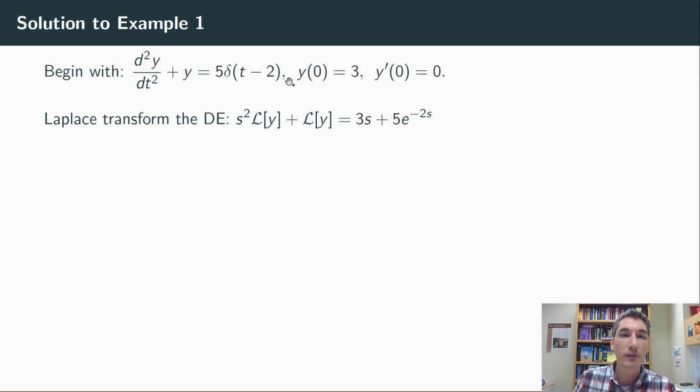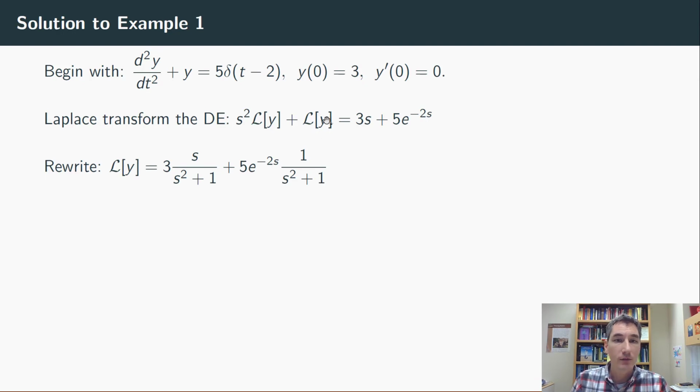And then what happens to 5 delta of t minus 2? Well, we know the Laplace transform of delta is e to the minus t naught s, and since t naught is 2, we just get e to the minus 2s here with the 5 on there from the linearity property. So we're going to factor out the L of y's. That'll give us s squared plus 1, which we divide onto the right-hand side, and we get 2 terms equal to L of y.